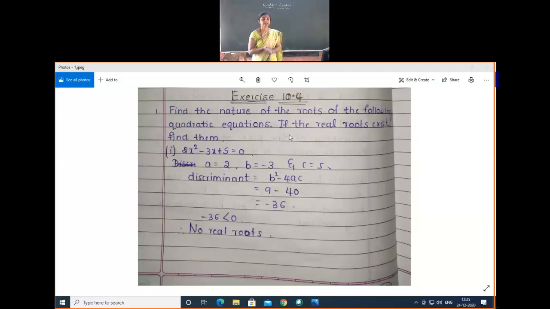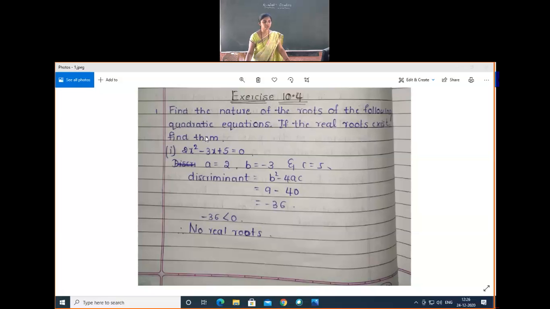Yes, students, we'll continue the class now. See here, exercise 10.4. First question we have to discuss now. Find the nature of the roots of the following quadratic equations. If the real roots exist, find them. So if roots are real, then you have to find them.